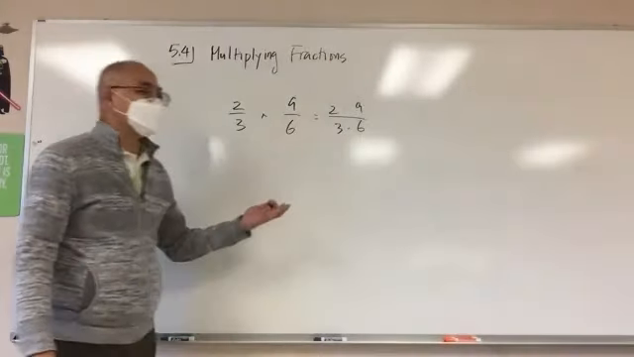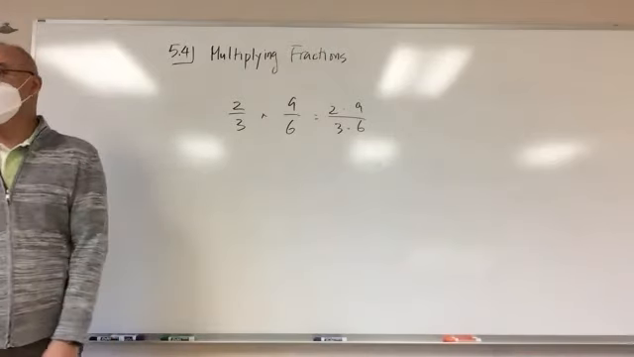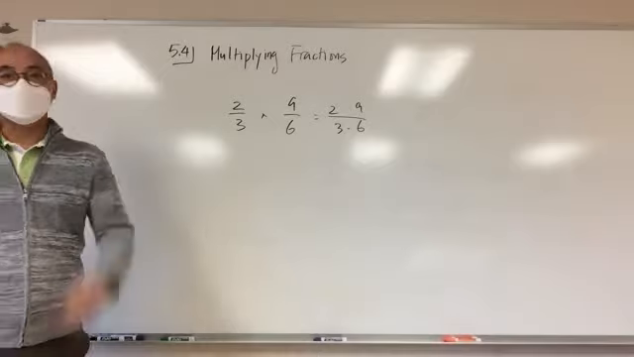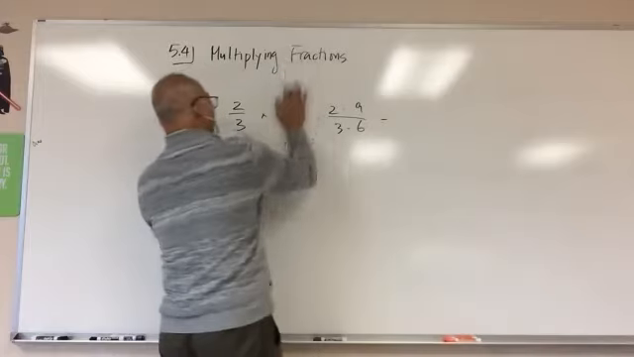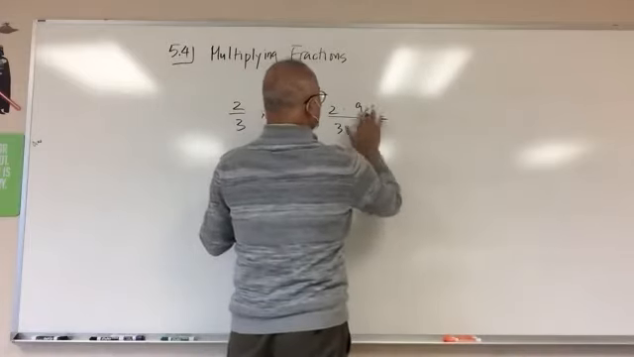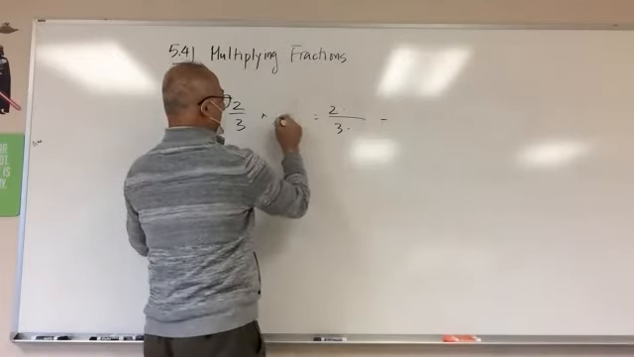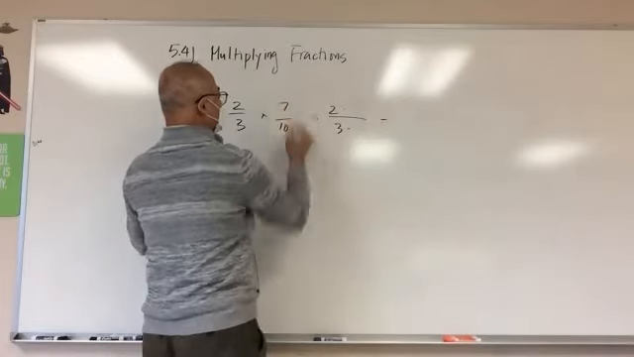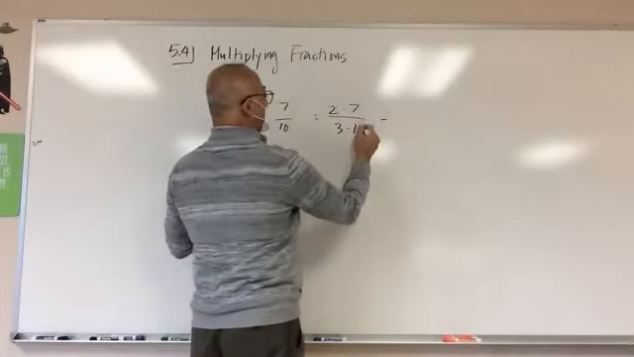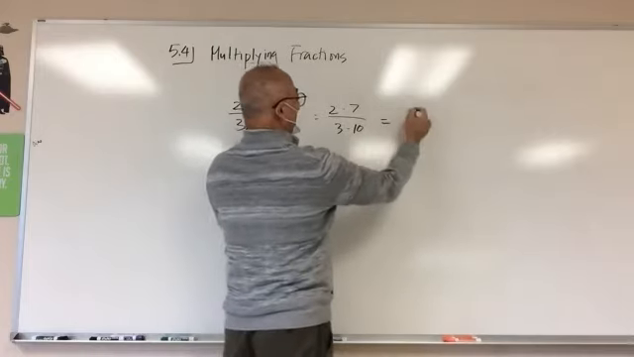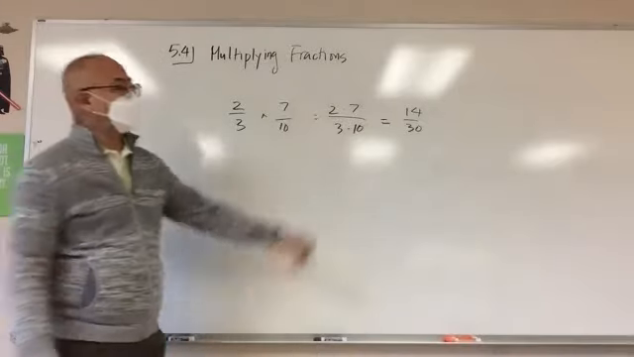Now obviously we can do the cancellations before we do the actual multiplications, right? It would be easier because if I went ahead and just multiplied them, well, this is not a good example. Let's do something else. Let's say we had 2/3 times 7/10. That would be 2 times 7 over 3 times 10, and if I did the multiplication, I would get 14 over 30, and then I would look to simplify, correct?